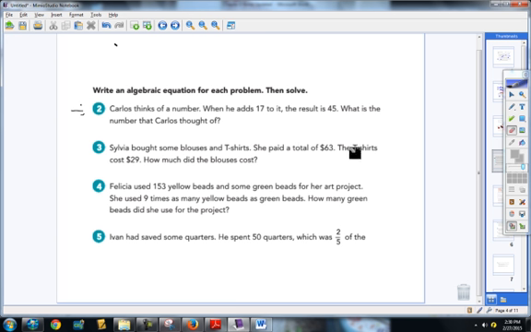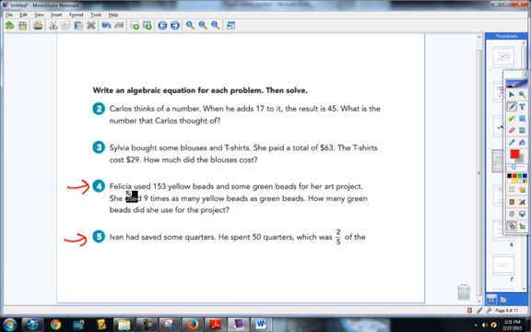Let's go ahead and pause and try the next, number 4 and 5. Go ahead and try these now. Okay. Felicia used 153 yellow beads and some green beads for her art project. She used 9 times as many yellow beads as green beads. Sounds like I'm saying green beans. How many green beads did she use for the project?